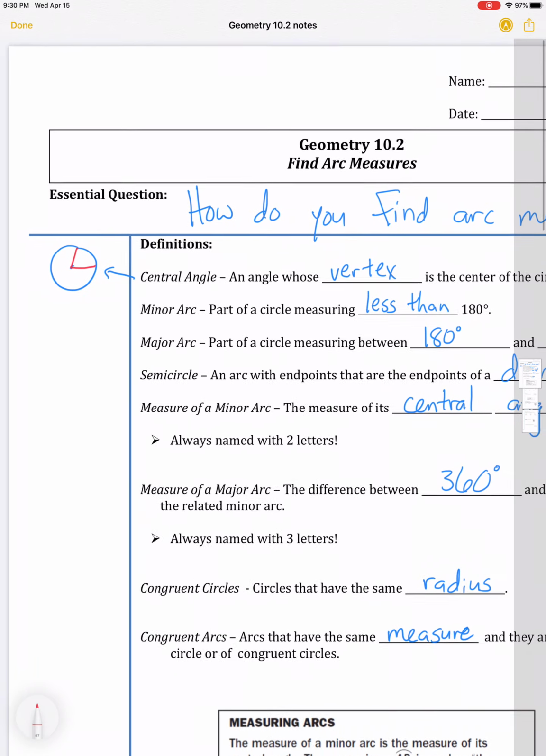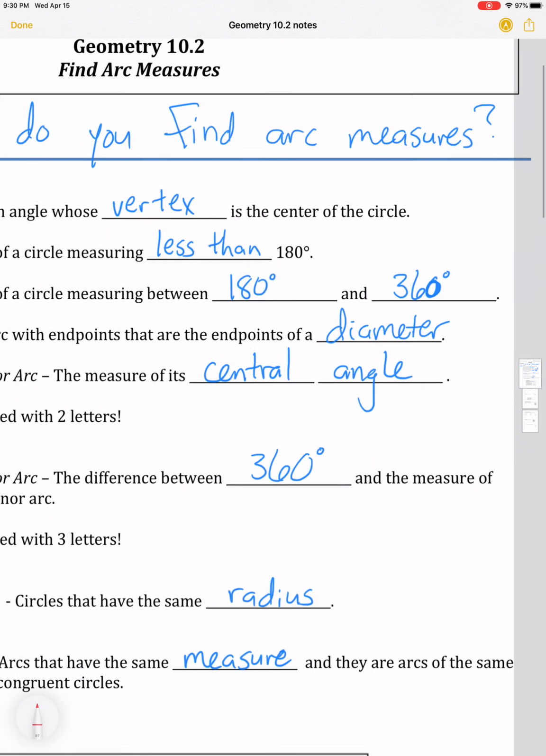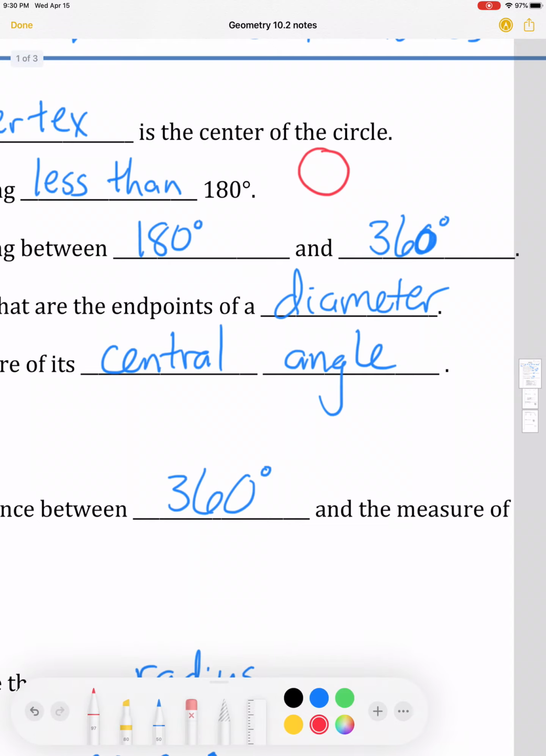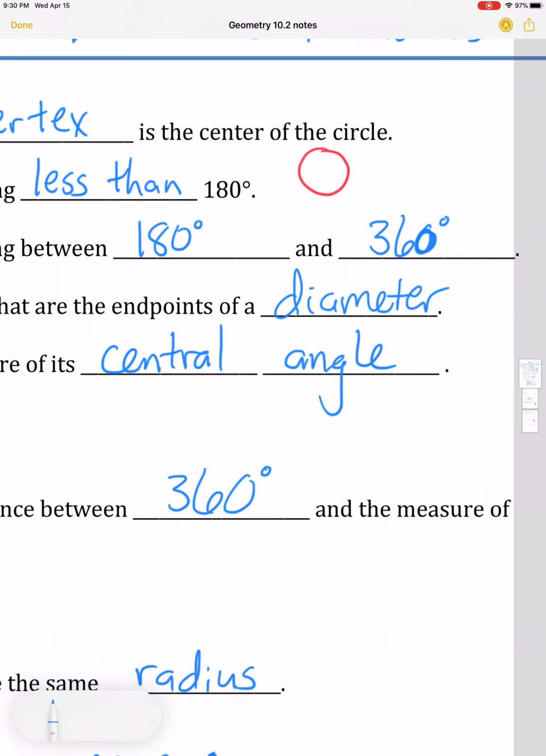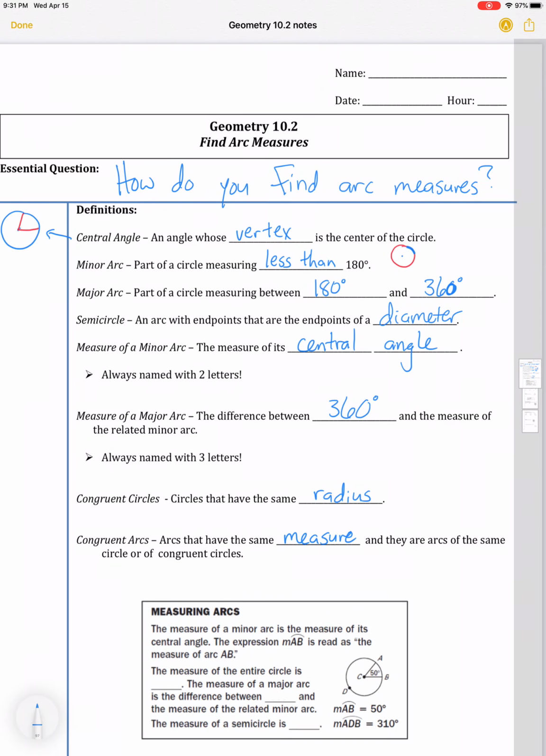Okay. A minor arc is the part of the circle measuring less than 180. So if I want to give you a little picture of that, if we have a circle, a minor arc would be like this little blue part. It'll be less than 180, the degrees around the circle. And we're going to talk more about that as we go. So a minor arc is less than 180 degrees.